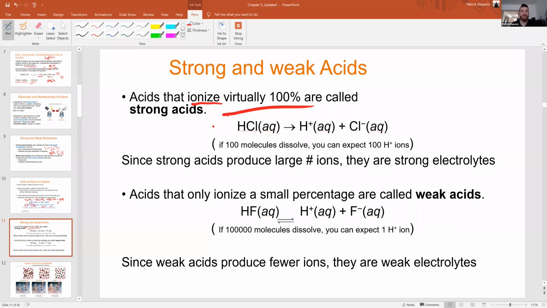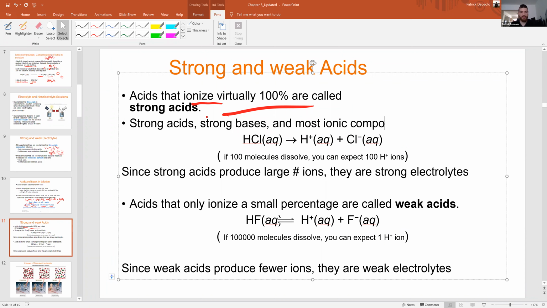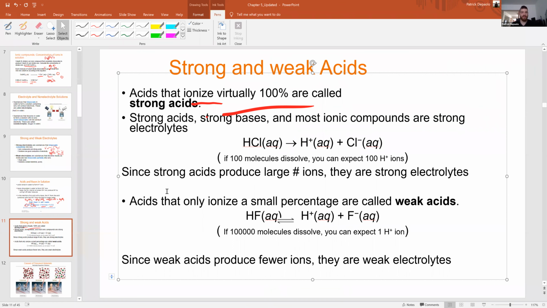So strong acids, strong bases, most ionic compounds are strong electrolytes. That's something you should write down. So I'll write that down: strong acids, strong bases, and most ionic compounds are strong electrolytes. Okay, that's a good thing to know.